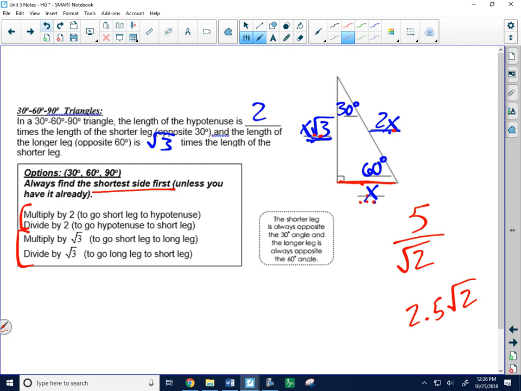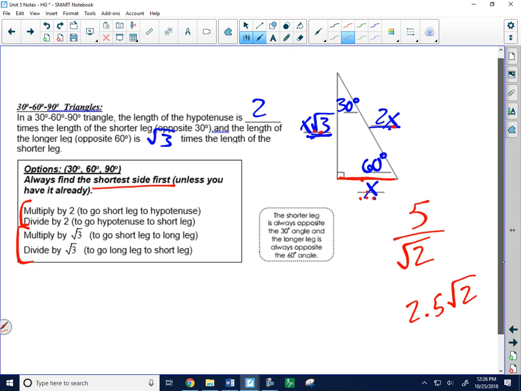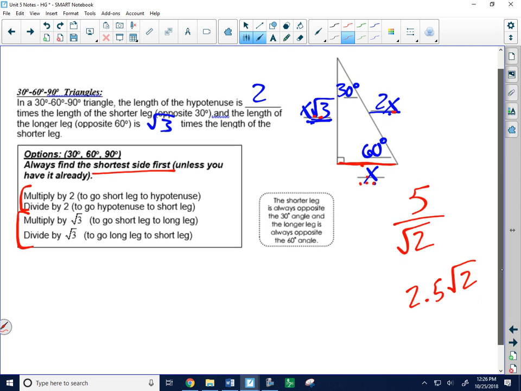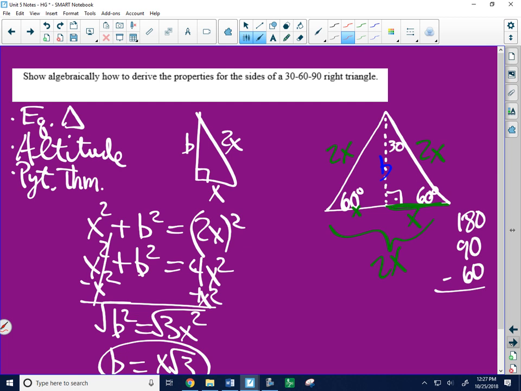Okay, I think we're just going to try some of the examples at the bottom. So, any questions so far then? Sounds good. All right, so let's go to the examples.